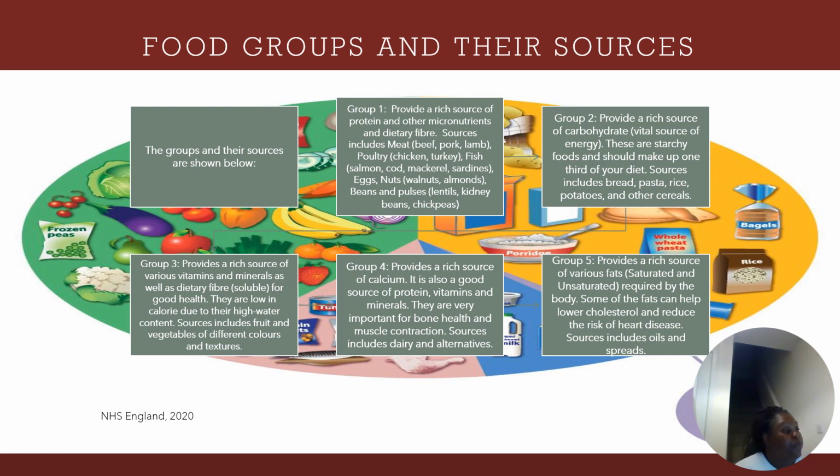That brings us to group 4. Group 4 provides a rich source of calcium. It is also a good source of protein, vitamins, and minerals. And these sources include dairy and alternatives. And lastly, we have group 5. Group 5 provides a rich source of various fats, saturated and unsaturated, required by the body. And the sources are oils and spreads.